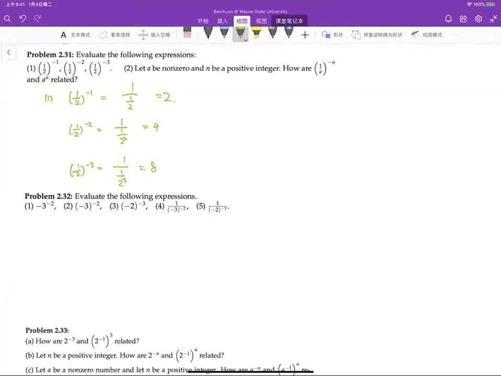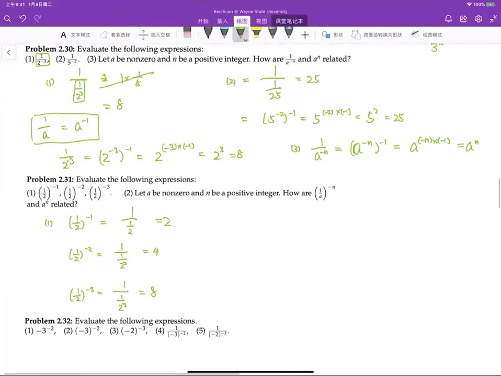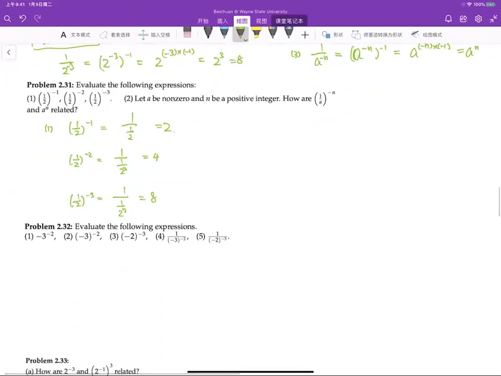Or you can use the one we learned in the previous problem. In this case, we can rewrite the base as an exponent. So you can write 1/2 as 2 to the negative first. Then 1/2 to the negative first equals 2 to the negative first to the negative first. So we rewrite the base, and then you have 2 to the negative 1 times negative 1. So that's 2 to the first, which is 2.